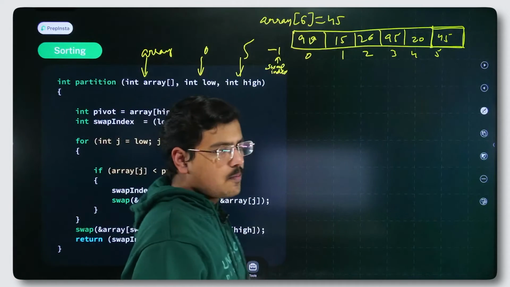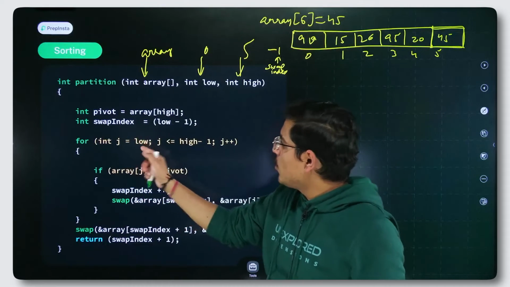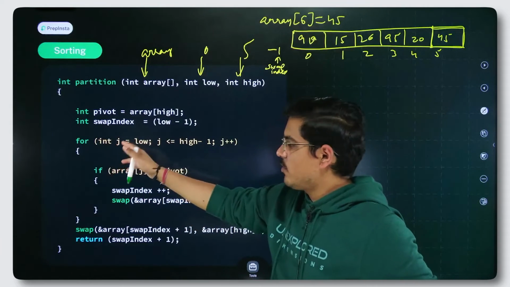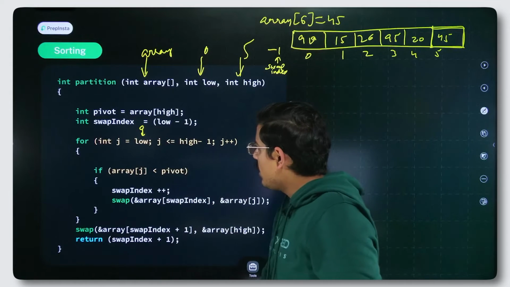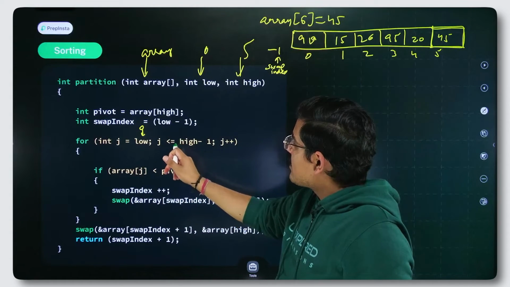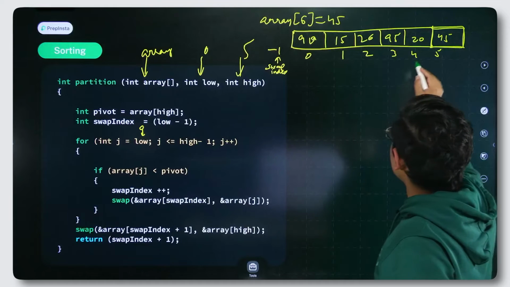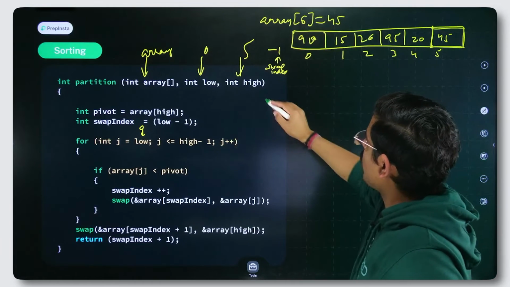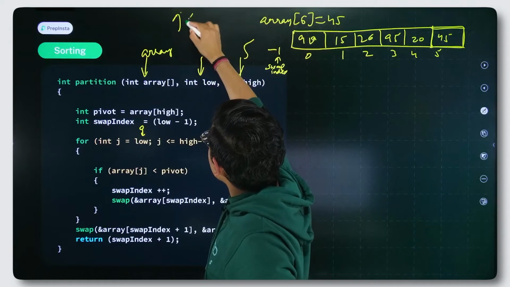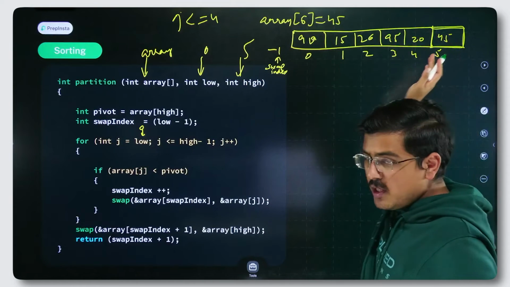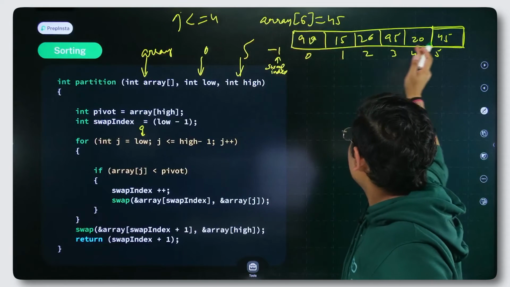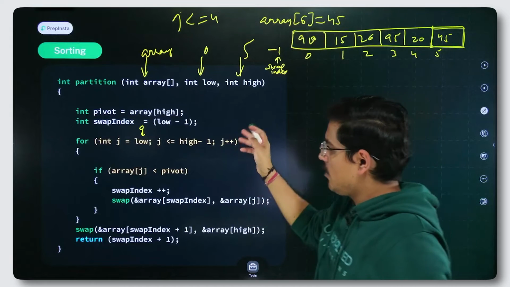Now in this case, for int j equal to low, there is an integer variable j which is set to low. Low is 0 in this case. Till j is lesser than or equal to high minus 1, which basically means 5 minus 1, 4. So this condition is j less than or equal to 4. So j will go till this place, which means it will traverse the leftover array except for the pivot, and j will keep on incrementing.